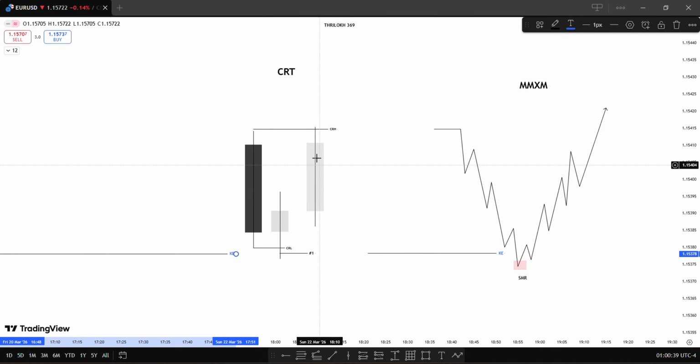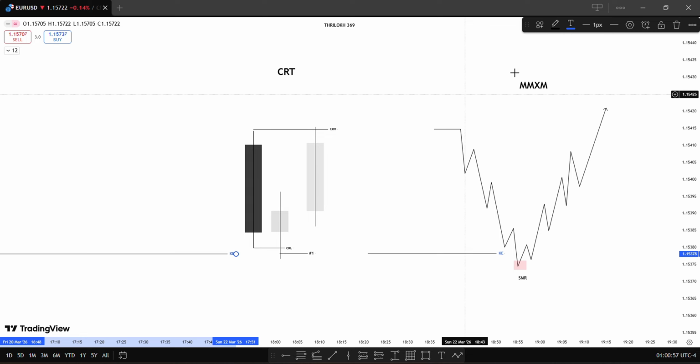The third candle is the distribution. In the coming videos, we will discuss how to trade on the second candle and how to confirm that the first candle is an accumulation.